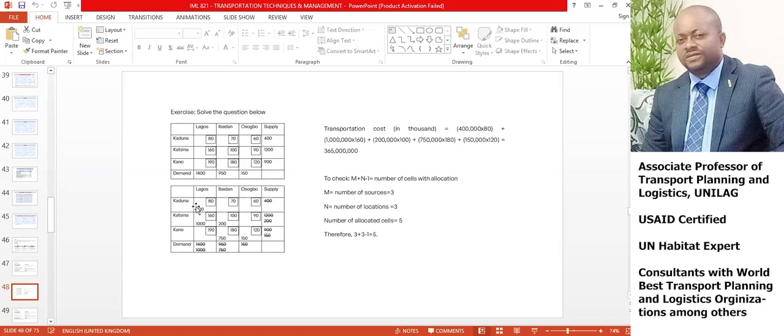Then we now check the number of allocations. 1, 2, 3, 4, 5. The number of allocated cells is 5. So the number of allocated cells must be equal to this formula for you to confirm that you are correct.